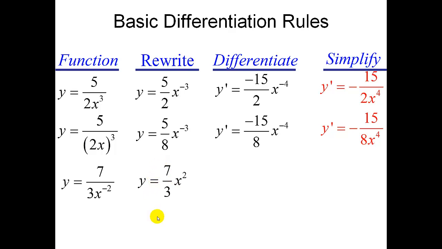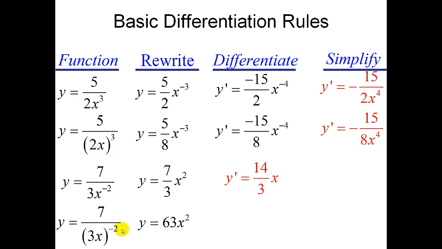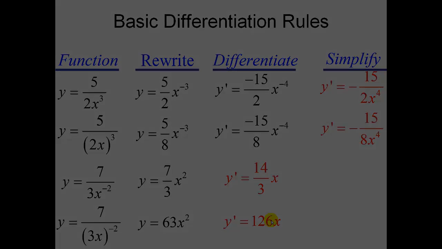Y equals 7 over 3x to the minus 2. Again, rewrite it, split the constant away from the power term, make the negative 2 a positive. It's a lot easier to take the derivative of this now. It becomes 14 over 3x because the derivative of x squared is 2 times x to the first. 2 times 7 is 14. One more here, because 3x to the minus 2 power becomes 9x squared in the numerator. We wind up with 63x squared. We can split the 63 and the x squared. The derivative of x squared is 2 times x to the first, so we wind up with 126x.